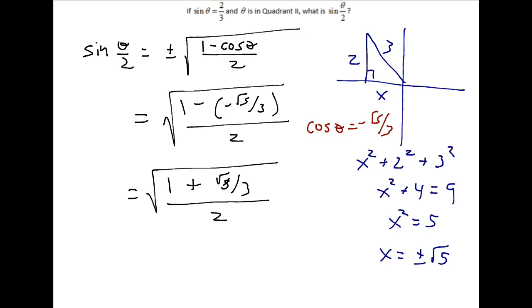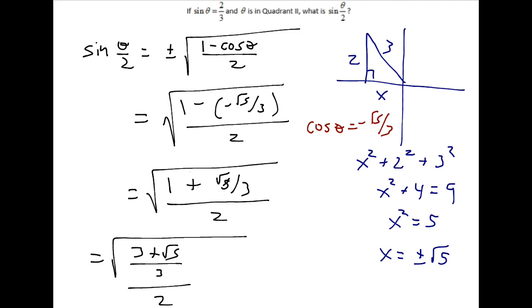Okay, now we can do a little bit more here. I mean, technically this is fine. It's not wrong per se, but we can just combine these like terms. So we notice we have a 3 in this denominator, so this 1, we can rewrite as 3 over 3. That means we can combine that into 3 plus radical 5 all over 3. And then all of that is still over 2, still under the square root.